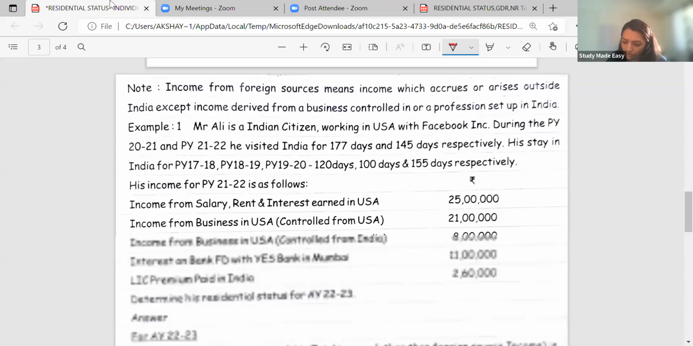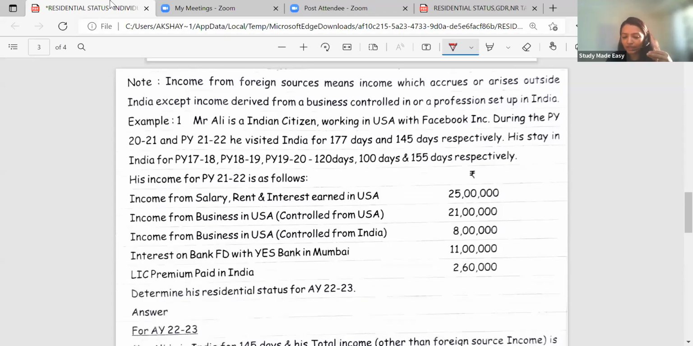Now, what kind of questions would be given? See, we can't expect more questions from that because it has already been amended, it has been 2 attempts now. But yes, we have to be clear about the residential status of an individual because it would come in comprehensive questions. And we have to link that comprehensive question with the scope of income. That is why it is important.